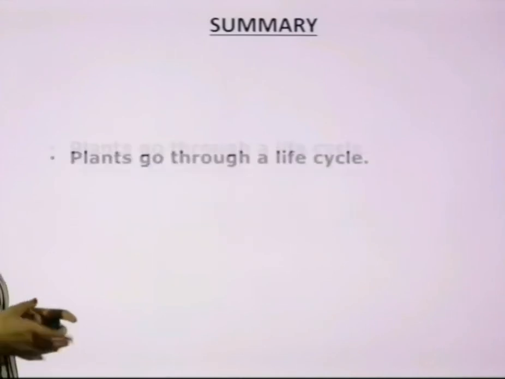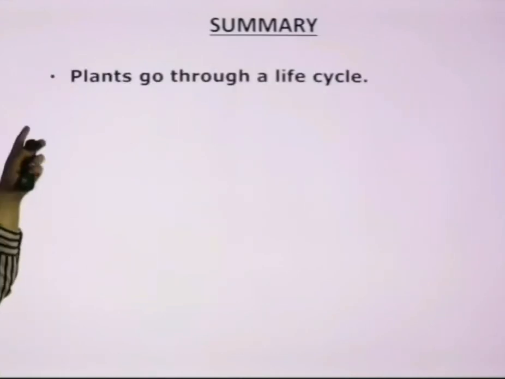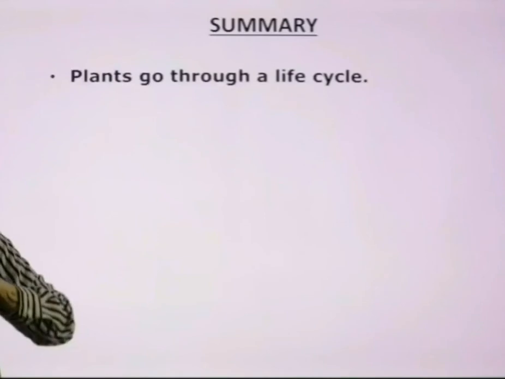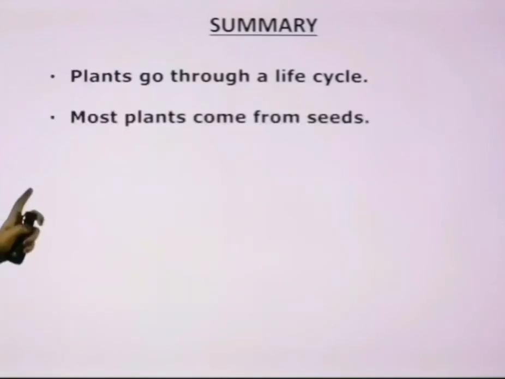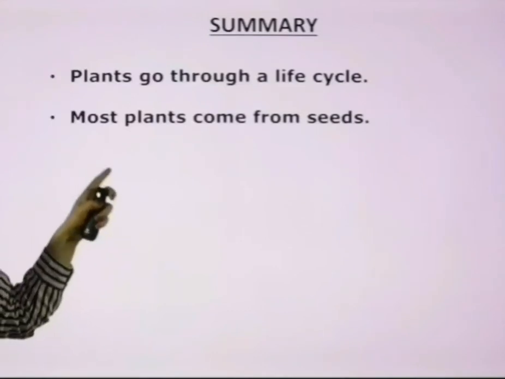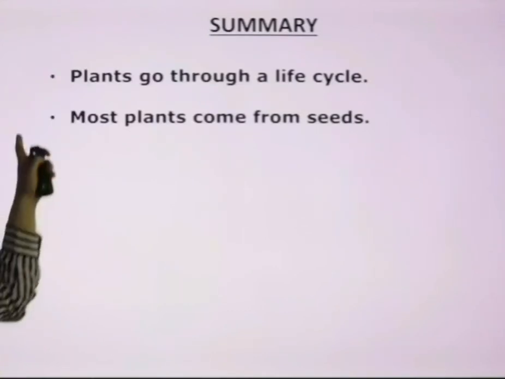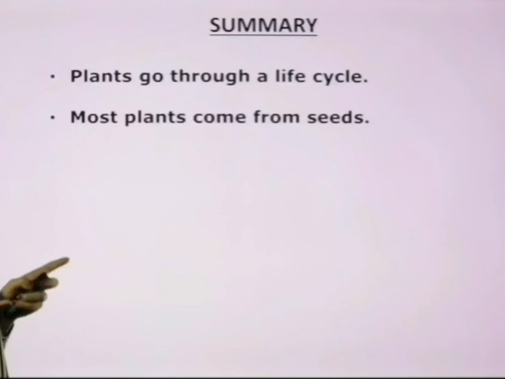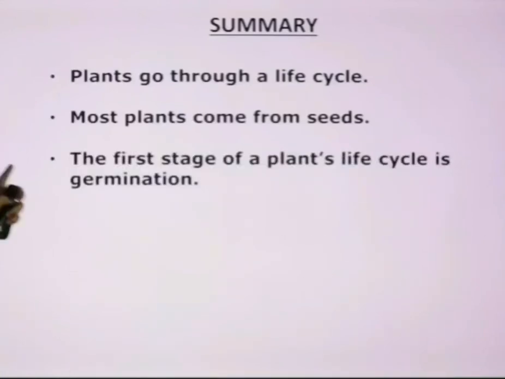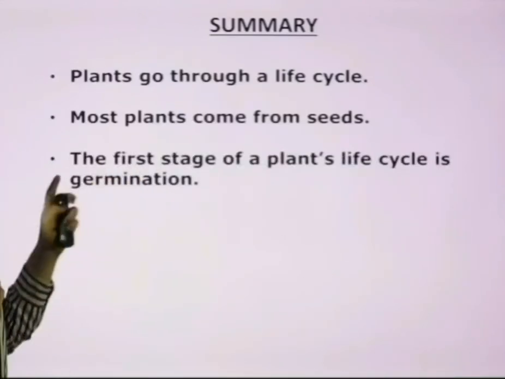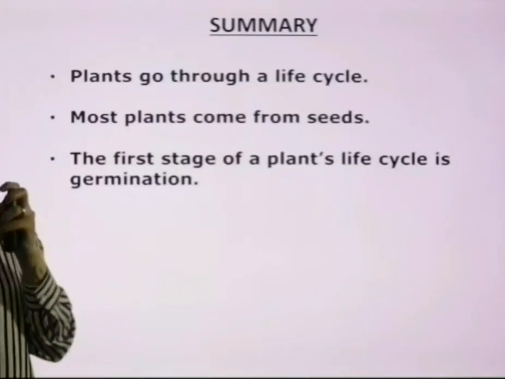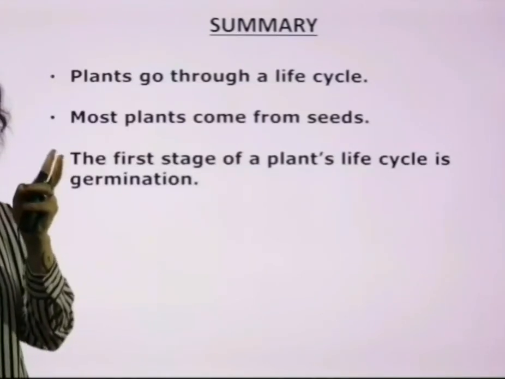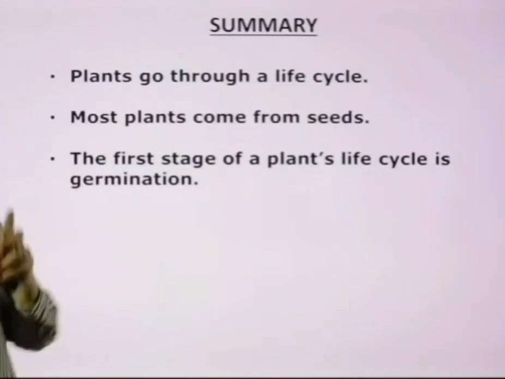The summary of the lesson. So first of all, we said plants go through a life cycle just like any other living thing. Most plants come from seeds. As we said, most plants, not all plants, come from seeds. The first stage of a plant's life cycle is germination. This is step 1. Germination is when the seed opens its coat and a tiny seedling goes out.